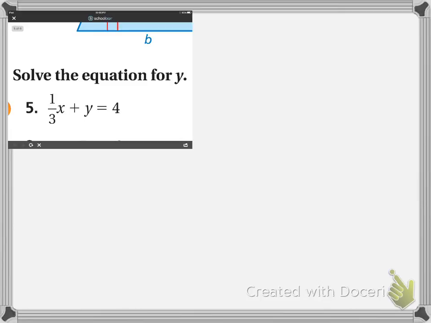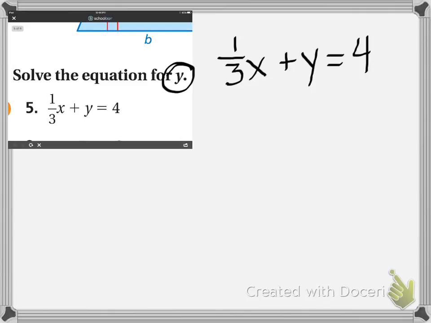anything. So we're solving this equation for y. We have 1/3 x plus y equals 4. It tells us in the directions that we're solving for y, so we'll make that a different color. Now, we don't need to get rid of our fraction.